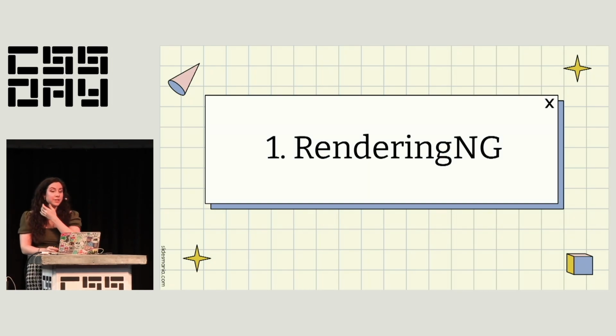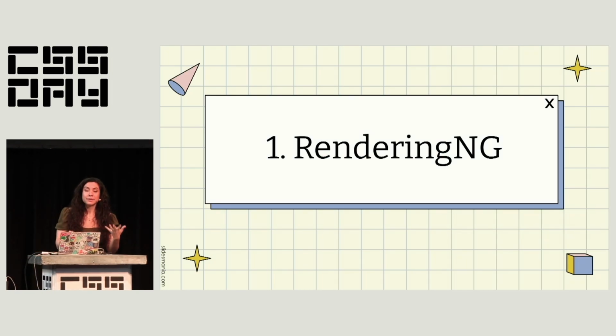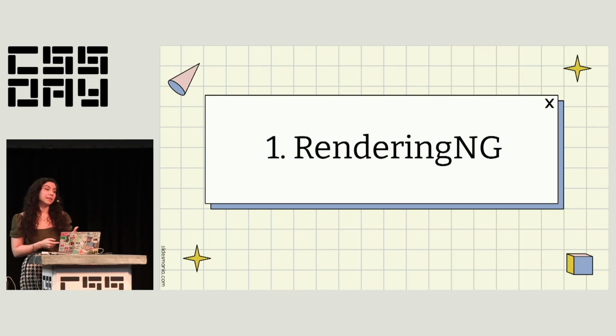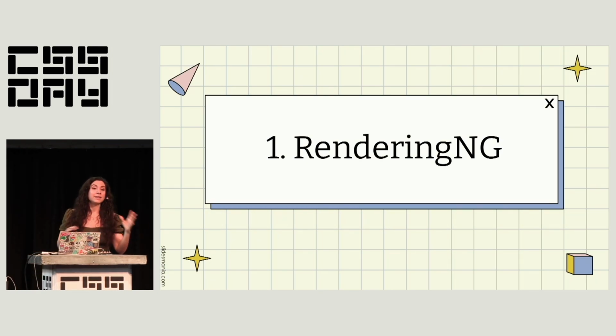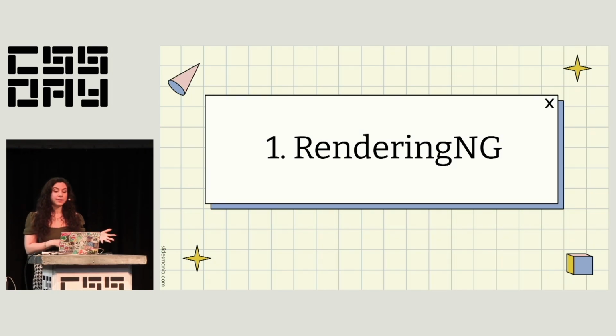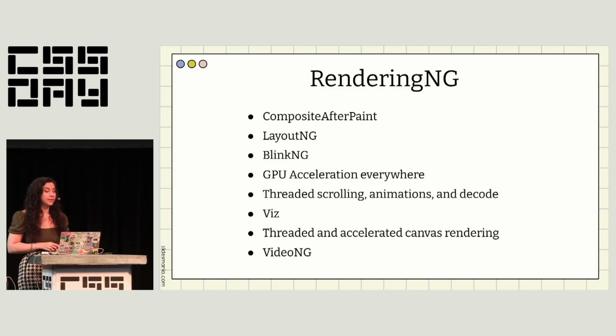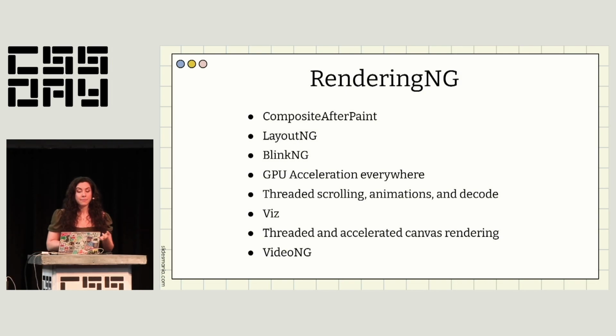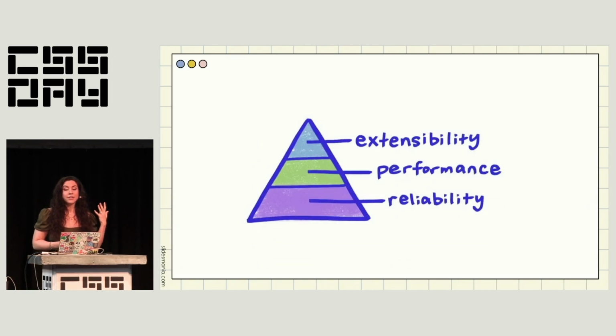So a big thing is in 2021, Rendering NG, which is a complete rewrite of the Chromium rendering engine, was mostly completed. And this was going on over 8 years under the hood while you were using Chrome. And this was a huge effort from the Chrome rendering team, which is the same team that works on CSS and style. And it composed of a lot of different pieces, including Composite After Paint, Layout NG, Blink NG, GPU acceleration everywhere, threaded scrolling, animations, and decode, Viz, threaded and accelerated canvas rendering, and video NG. And the core tenets of Rendering NG were to improve reliability, performance, and the extensibility of Chrome's rendering engine.